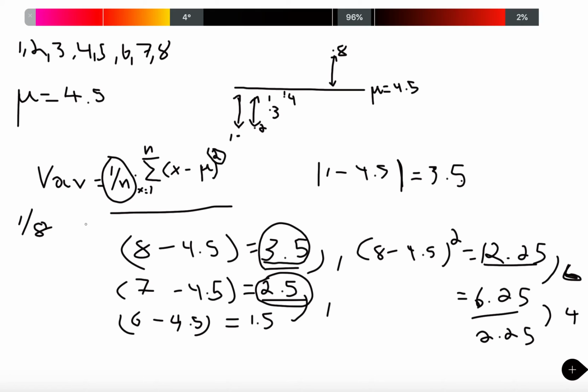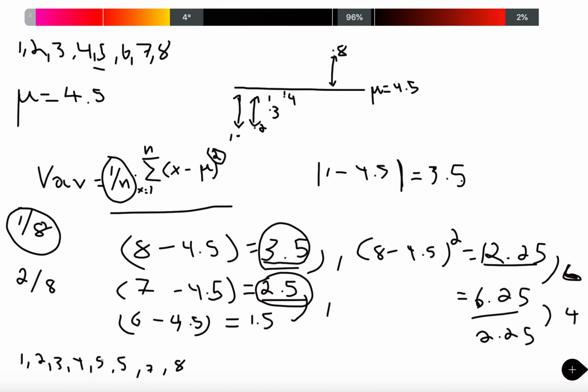Also, another thing to notice is that not all numbers have equal probability attached to them. Maybe one number has probability 2/8. That will be because our distribution is not 1, 2, 3, 4, 5, 6, 7, 8, but 1, 2, 3, 4, 5, 5, 7, 8.